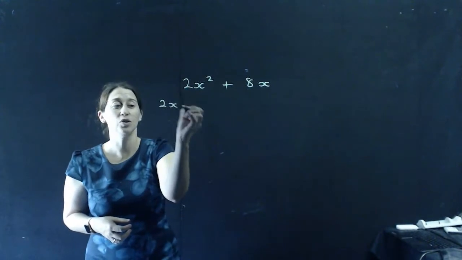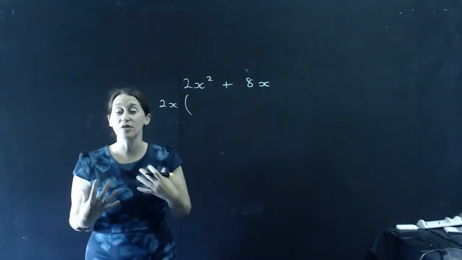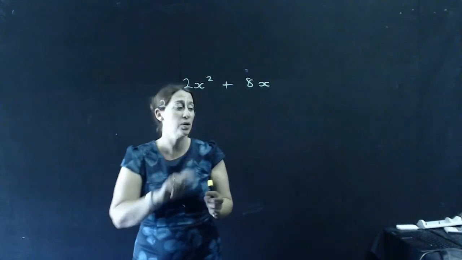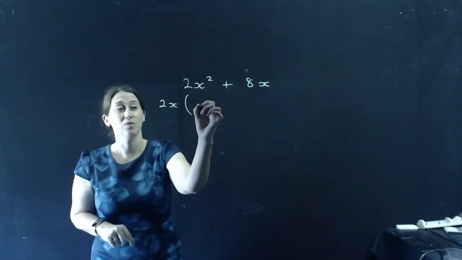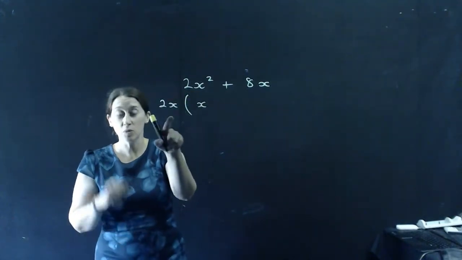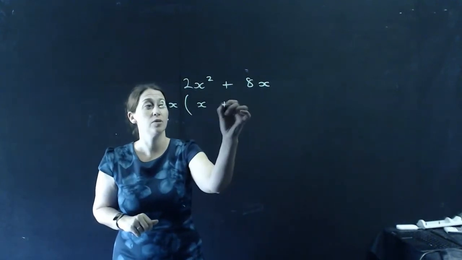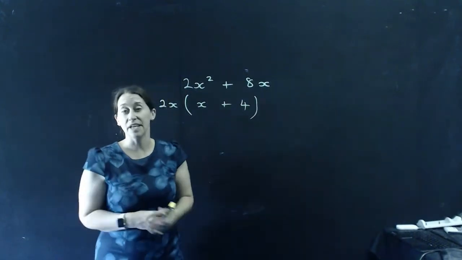So that's what I pull out the front, and then I say to myself, what do I multiply 2x by to give me 2x squared? Well, it's just x. And then what do I multiply 2x by to give me 8x? Plus 4. We now have a factorized expression.